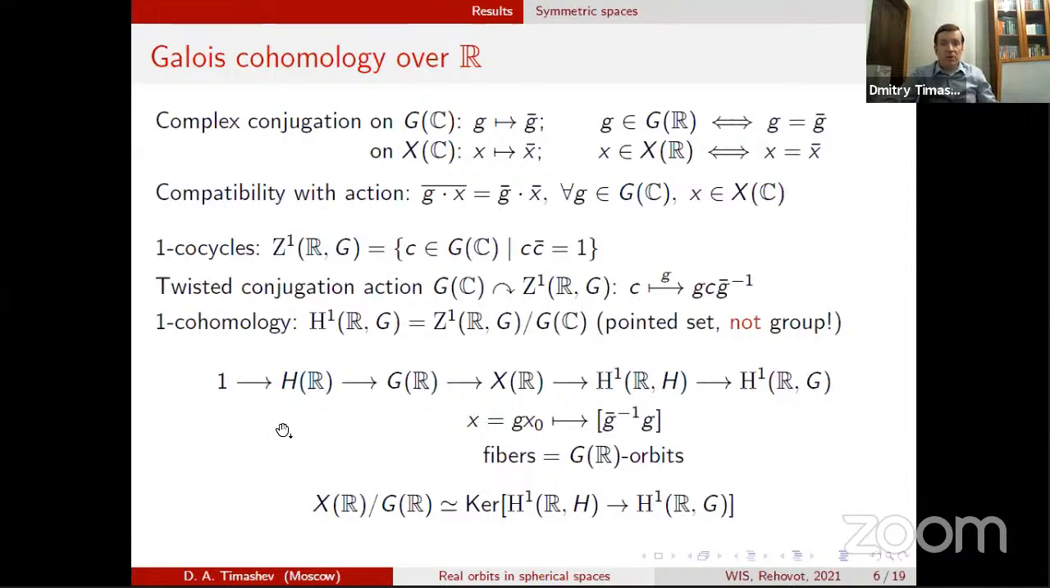So this is maybe one of the main applications of Galois cohomology, at least in my opinion. This is very general. You need not assume anything on G or X, just that X is a homogeneous space defined over real numbers. But if you want to get from this general result an explicit description of orbits, then you need to have a good understanding of these Galois cohomology sets and of this map.